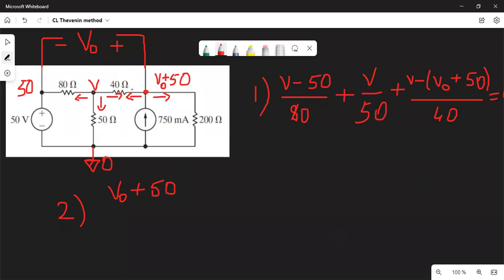So (V0 plus 50) minus V, over 40. It's not so complicated. Come on, it's the current going to the left, and the current going to the right. There is just 200 ohm here. So just plus (V0 plus 50) over 200.